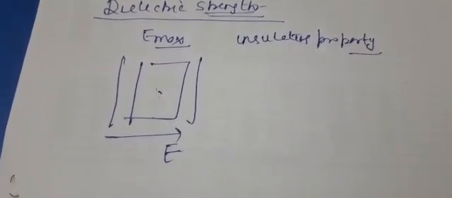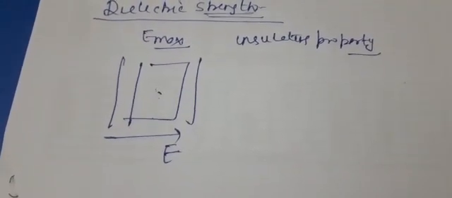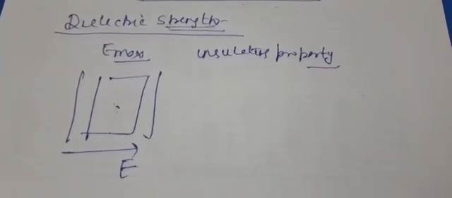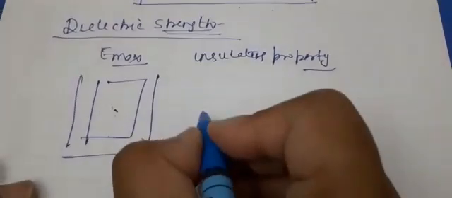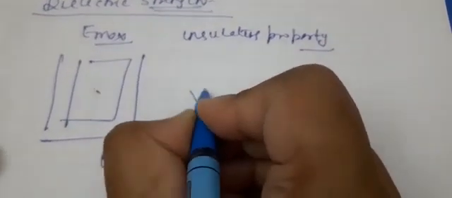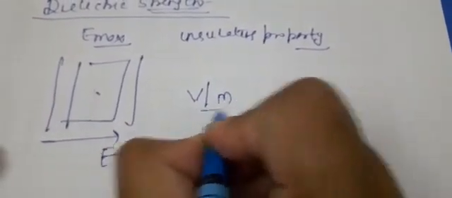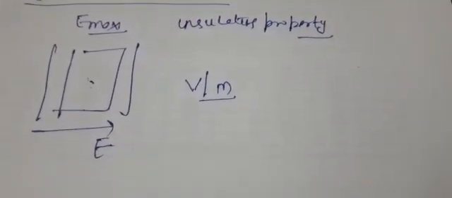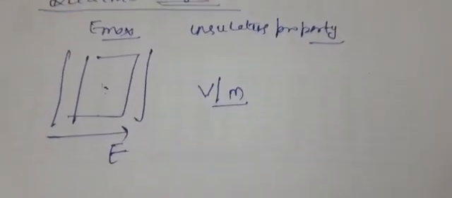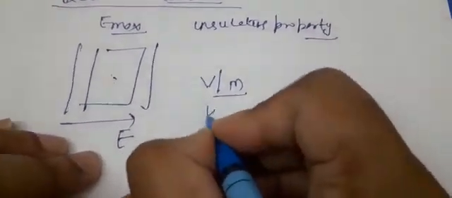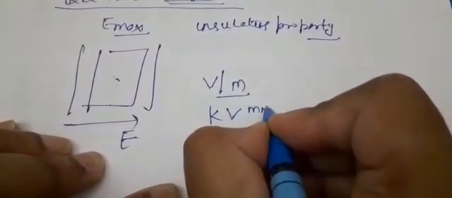Now what will be its unit? Because we are taking it to be the maximum value of electric field, its unit will be the same as that of the field, that is, volt per meter. As electric field is taken as potential gradient, from the other way also you can define it. And the more common practical unit of dielectric strength is kilovolt per millimeter.